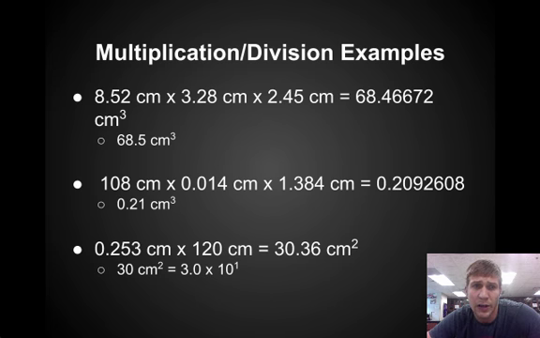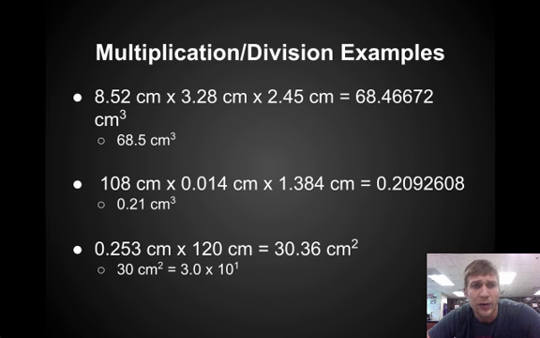So looking at the 3 measured values, 8.52 are all non-zero numbers, 3.28 are all non-zero numbers, 2.45 are all non-zero numbers. So all 3 values have 3 significant figures. So I need to change my answer so it only has 3 significant figures. So I'm taking 68.46627 centimeters cubed, and I'm going to change it to 68.5. So I round it up from 0.4 to 0.5 because that last value is a 6. I'm rounding up for 5 and above.